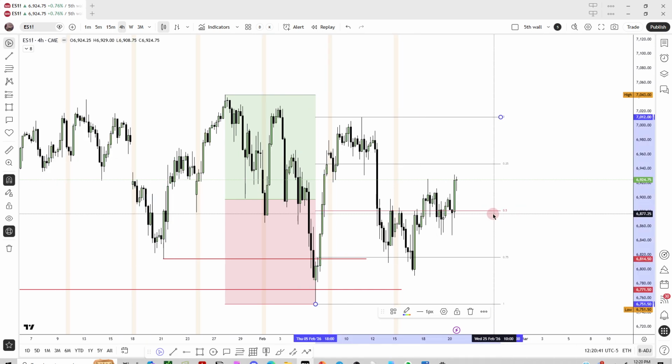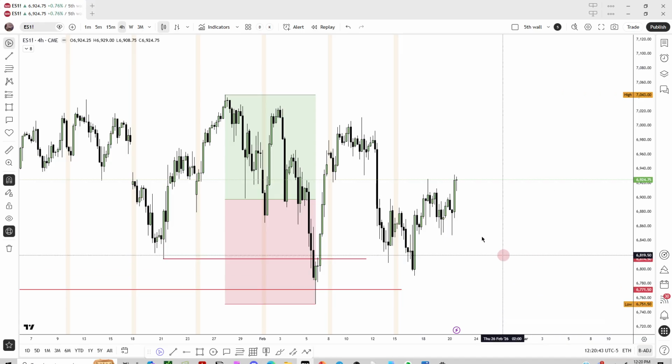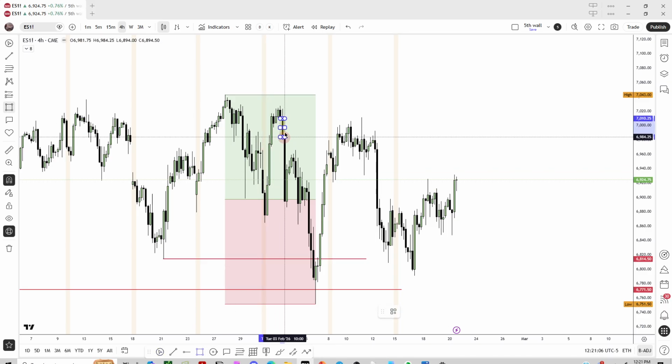All right, so boom. We have this dominant price range. This is in a premium. We have a balanced price range here. We have a bullish fair value gap. We have a SIBI, a sell side imbalance, buy side inefficiency, here. They overlap. So this is the justification for that short.